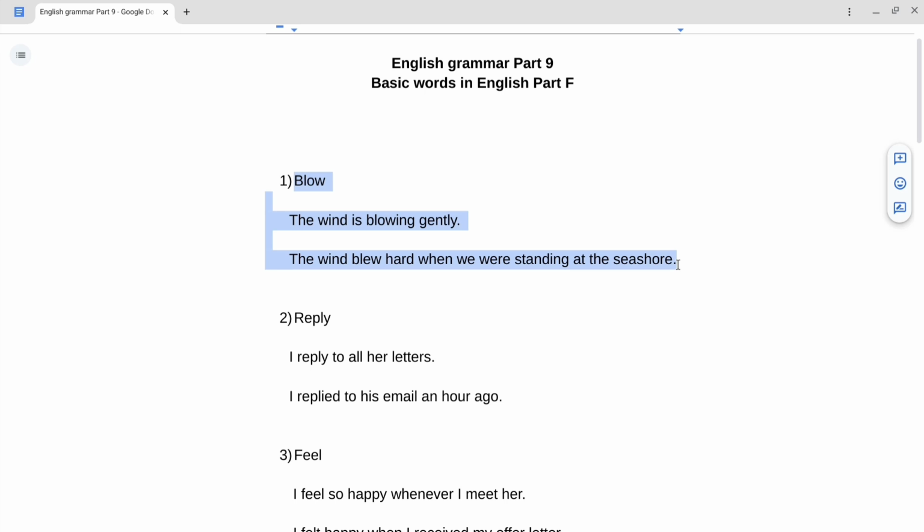Here, look into the past form. Blow, the past form is blew, B-L-E-W. The wind blew hard when we were standing at the seashore. We were standing at the seashore in the evening, and I told my friends that the wind blew hard. That means it is not a gentle wind, there was a wind which was intense. So the wind blew hard when we were standing at the seashore. Blow, the past form is blew.